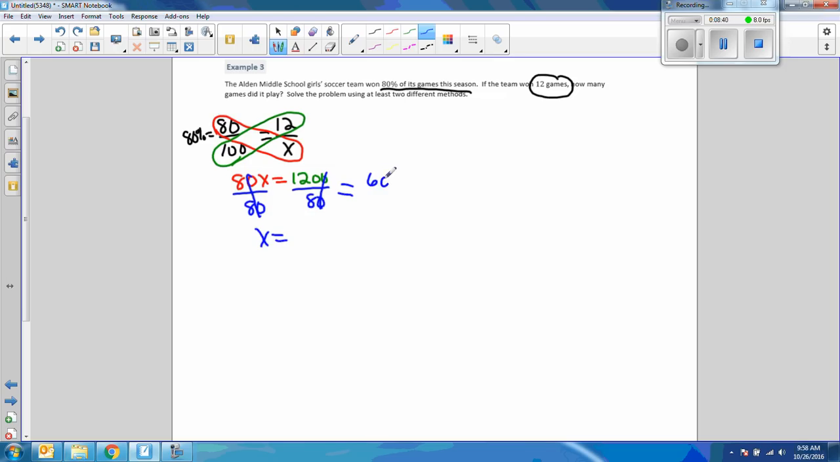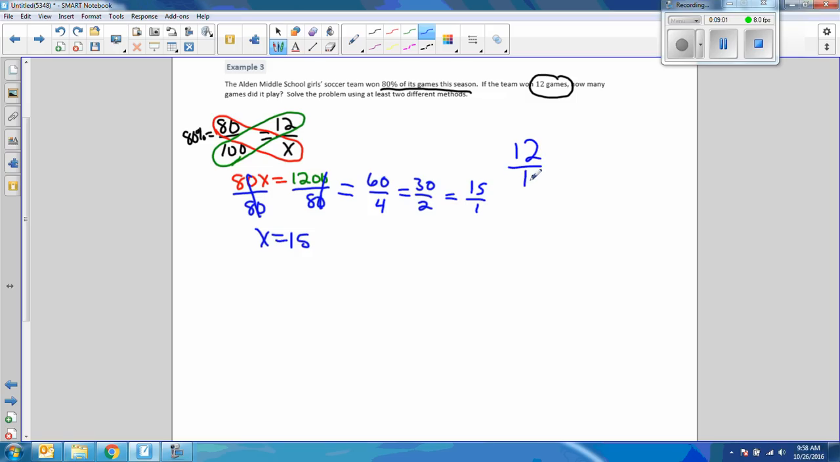Half of 120 is 60, half of 8 is 4, half of 60 is 30, half of 4 is 2, half of 30 is 15, half of 2 is 1, so the answer is 15 games. Okay, they won 12 out of 15 games. Then I can check. It's always a good idea to check.